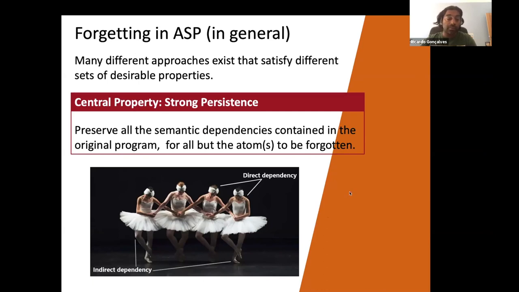The idea is to preserve all semantic dependencies contained in the original program, except for the atoms that were forgotten. This includes not only the direct dependencies, but also the indirect dependencies between atoms. For example, if A depends on B, B depends on C, and C depends on D, then there is an implicit dependency between A and D, and we should preserve that dependency in the result of forgetting. So forgetting is well studied, and we have the intended property for forgetting. In order to apply it to modular answer set programming, we only need to choose a forgetting approach that satisfies SP and apply it to our case.